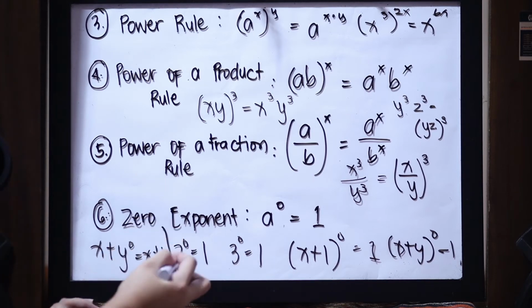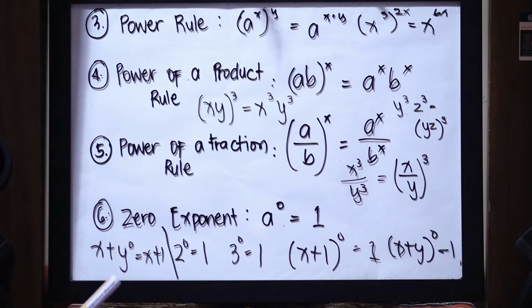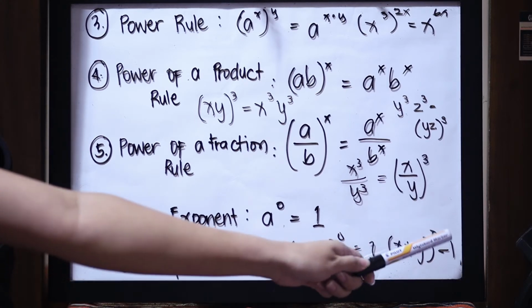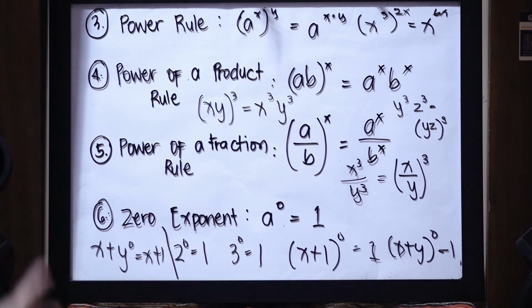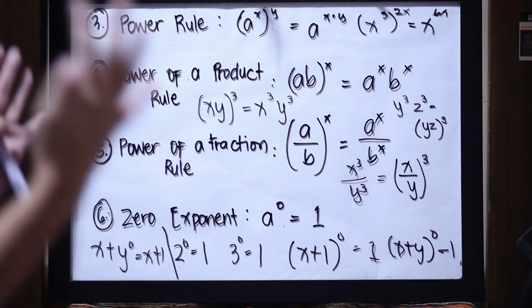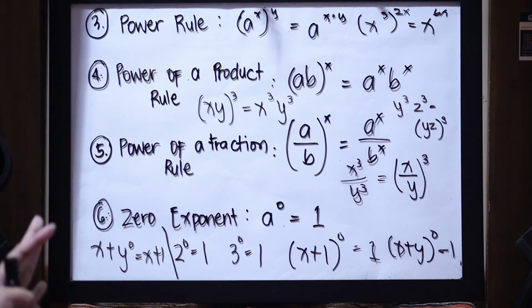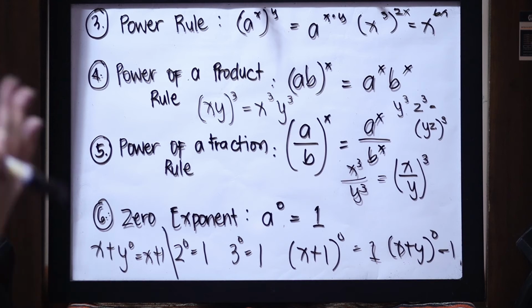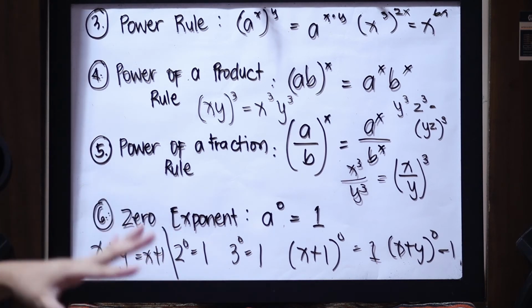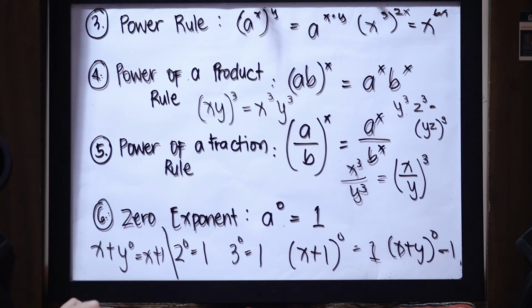Ma'am, bakit naging x plus 1 lang? Kasi po, yung y lang yung naka-raise sa 0. Unlike this one na yung buong quantity ng x plus y yung naka-raise sa 0. So, titingnan nyo lang yung parenthesis. Kaya, importante yung parenthesis. Hindi nyo siya basta-basta tinatanggal or ini-eliminate. Ganun po. So, you try to check and analyze the given problem.